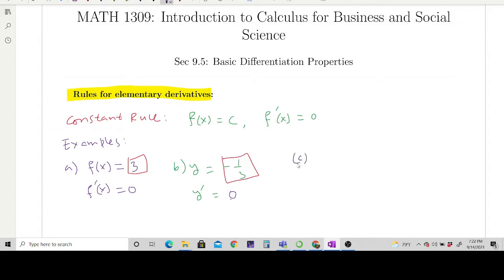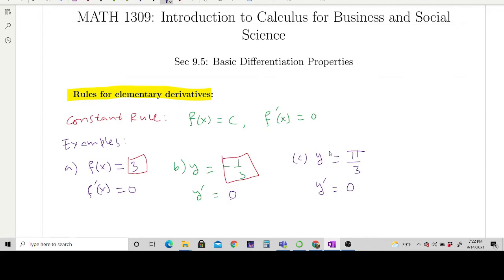Or if we have another example, y equals pi over 3. You know pi is a constant, 3 is a constant, so a constant divided by a constant is a constant. So y prime equals 0.